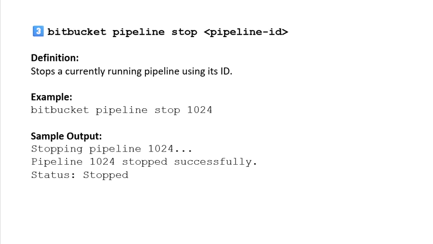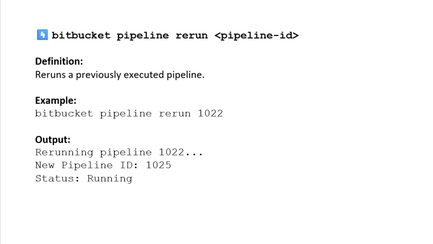And fourth is bitbucket pipeline rerun with the pipeline ID, and the definition is: rerun a previously executed pipeline. The example is bitbucket pipeline rerun 1022, and the output is rerunning the pipeline 1022, and the new pipeline ID is 1025, and the status is running.